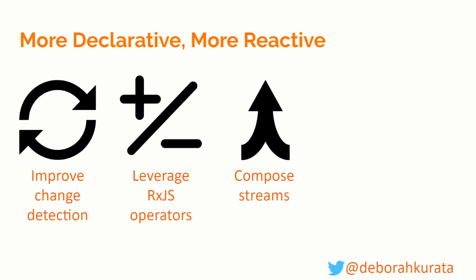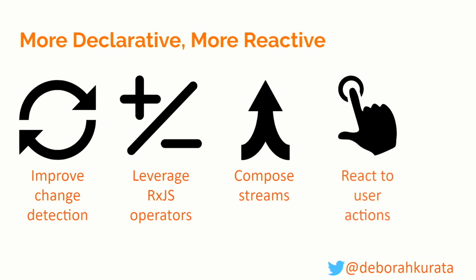Basically, what I mean by that is sometimes our user interface needs data from multiple sources, and we can combine all of those together. And lastly, we can better react to user actions. So as the user is doing something, clicking on things, whatever, we can more easily react. And we're going to see how to do that as well.